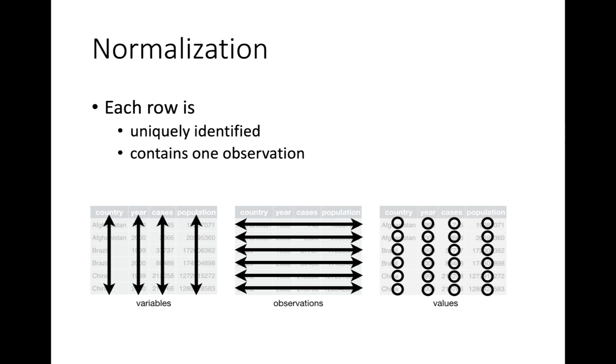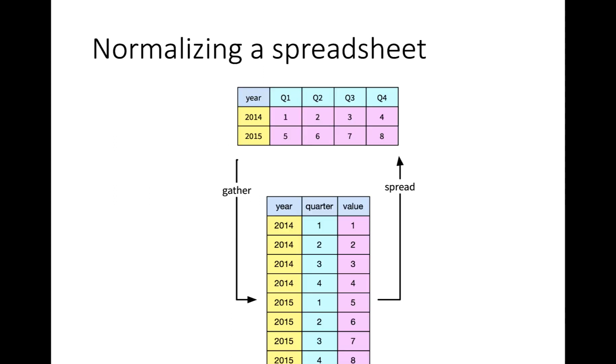One of the important parts of data wrangling is the process of normalization. Normalization, as it applies to data wrangling, is making sure that each row is uniquely identified and contains only one observation. Sometimes you want to make sure that each column in your table contains a unique variable, and each row in your table is an observation of each variable. Consider, for example, the following spreadsheet.